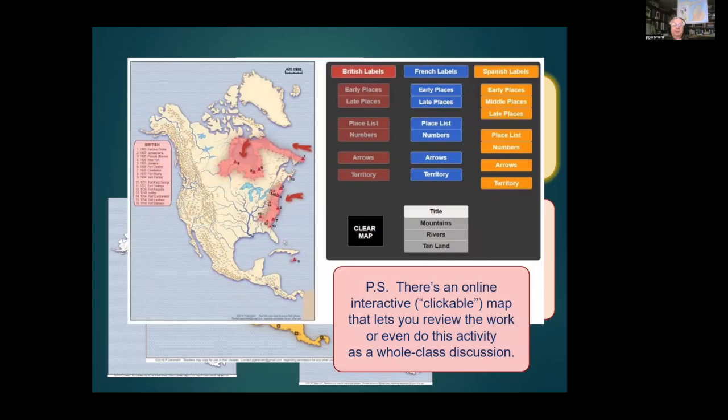This one is so important that we actually made an online interactive map, a clickable map, that you could use to do the activity as a whole class discussion if you want to. Or you could hand out the maps and have them work a little bit, and then we could go to the clickable map. It lets you turn on place lists and numbers and arrows of where the territories were and so on.